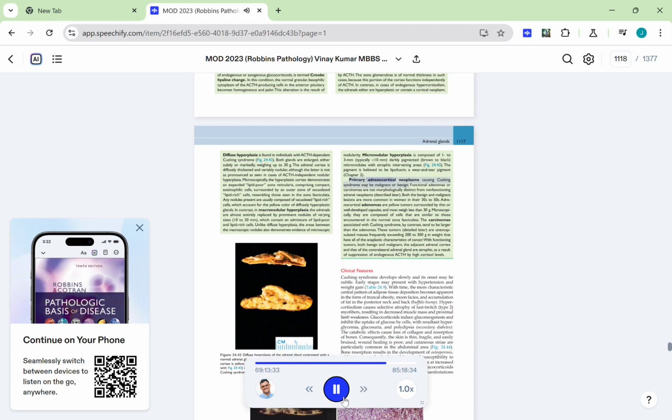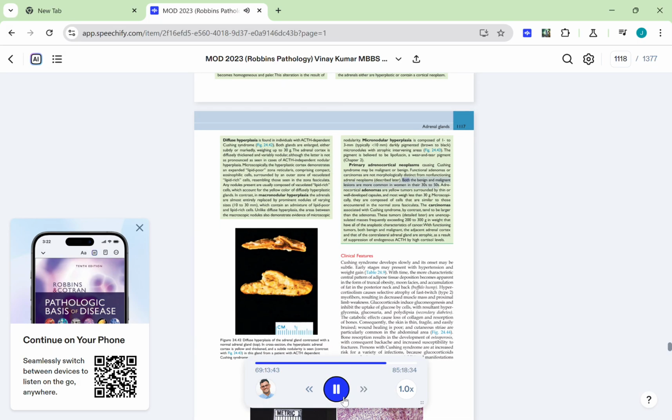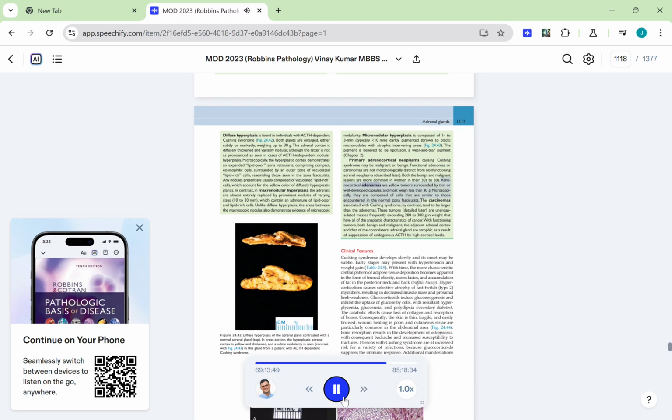Primary adrenocortical neoplasms causing Cushing syndrome may be malignant or benign. Functional adenomas or carcinomas are not morphologically distinct from non-functioning adrenal neoplasms. Both the benign and malignant lesions are more common in women in their 30s to 50s. Adrenocortical adenomas are yellow tumors surrounded by thin or well-developed capsules, and most weigh less than 30 grams. Microscopically, they are composed of cells that are similar to those encountered in the normal zona fasciculata.